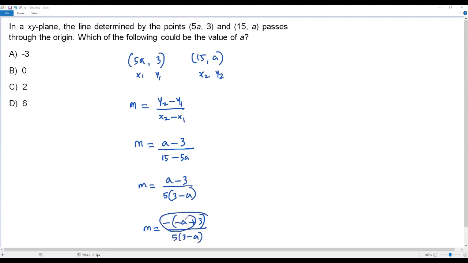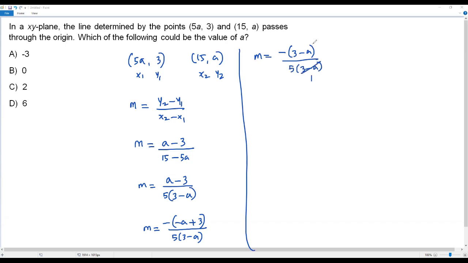In the numerator, if I distribute this negative sign, I must get the original a minus 3, so we can verify it. Distributing the negative sign to negative a gives positive a, and to positive 3 gives negative 3. So the factoring I've done is correct. Now m equals negative of (3 minus a) over 5 times (3 minus a). Here (3 minus a) goes into (3 minus a) 1 time, so we get negative 1 in the numerator and 5 in the denominator. Now I have the slope of the line joining the given 2 points.